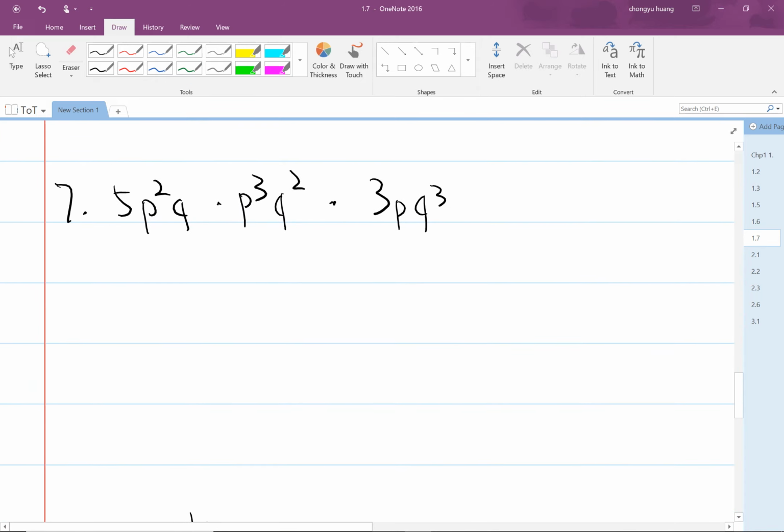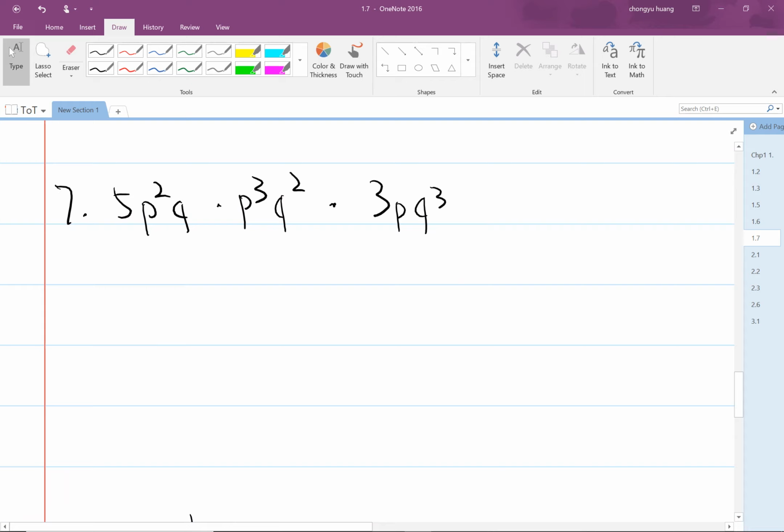So for question 7, when you look at it, you may feel it's a little bit confusing, but it's actually not. Here we have 5 as integer, and then 3 is another integer, right? And then we actually got two variables. We have p to the power 2, and then p to the power 3, and then single p, right? And then we got q to the power 1, and then q to the power 2, and then q to the power 3, right?